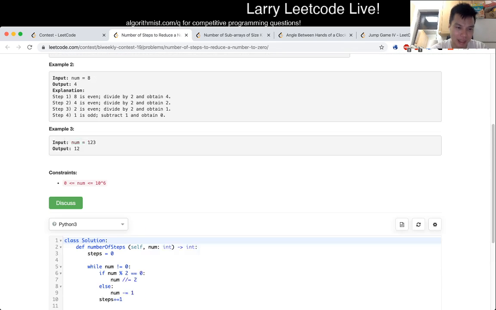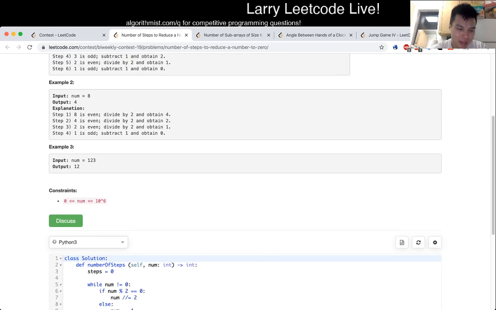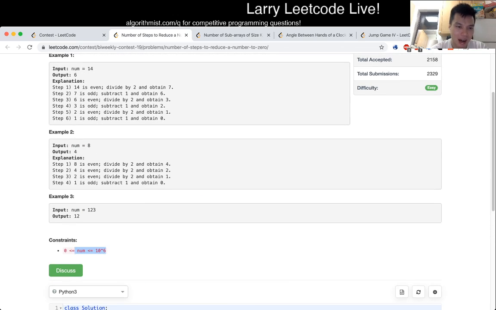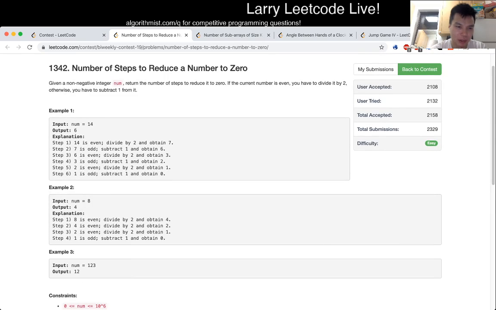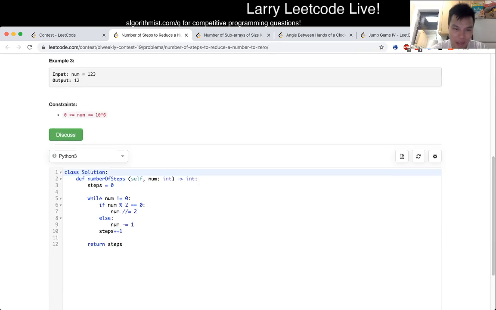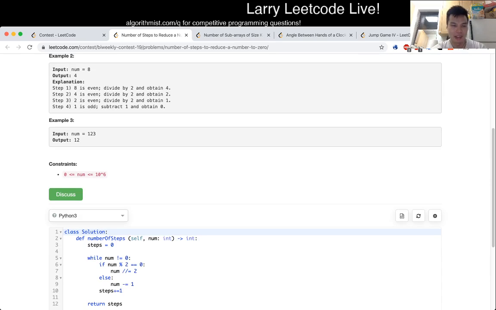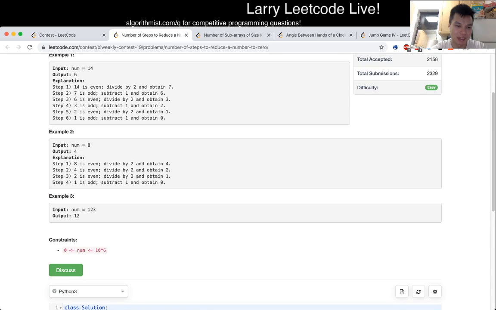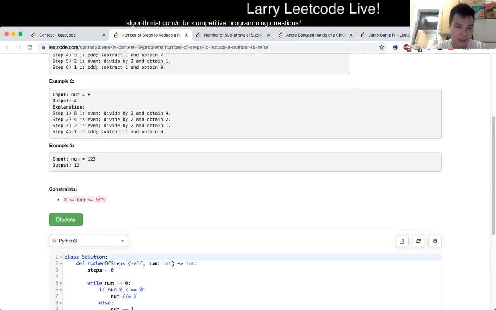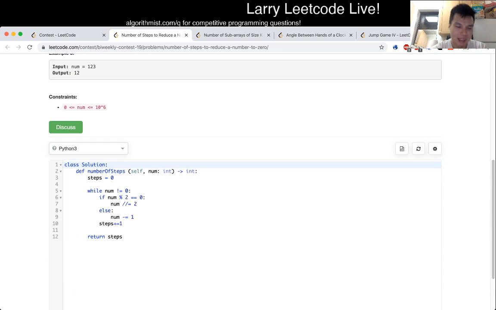You just do a simulation, and because n is 10 to the 6, and you're always going to be dividing by 2 very often, it's going to be relatively log n, essentially, because you're always going to get from an odd to an even number in one step anyway. So at most it's like 2 times log n or something like that, right? So knowing that simulation works, I just simulated, and that's pretty much Q1.